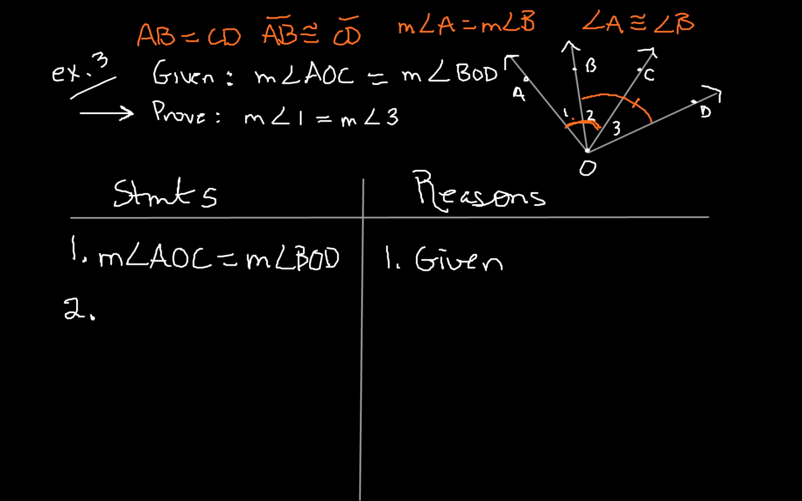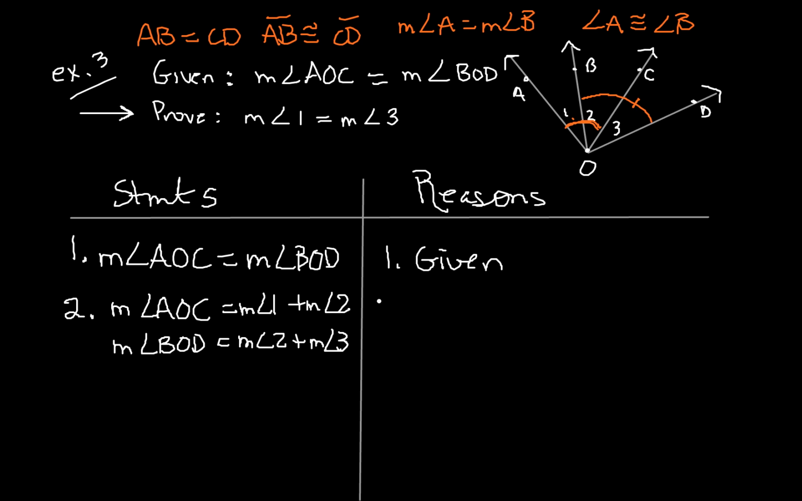The next step, they'll probably give these to you in the book, is the measure of angle AOC equals the measure of angle 1 plus the measure of angle 2, and the measure of angle BOD equals the measure of angle 2 plus the measure of angle 3. And that reason, let's look at the diagram, AOC is equal to 1 and 2. And that's just your angle addition property, similar to your segment addition property. These two angles add up to this larger angle. We'll be using several of these over and over again until it burns into your brain, most likely.